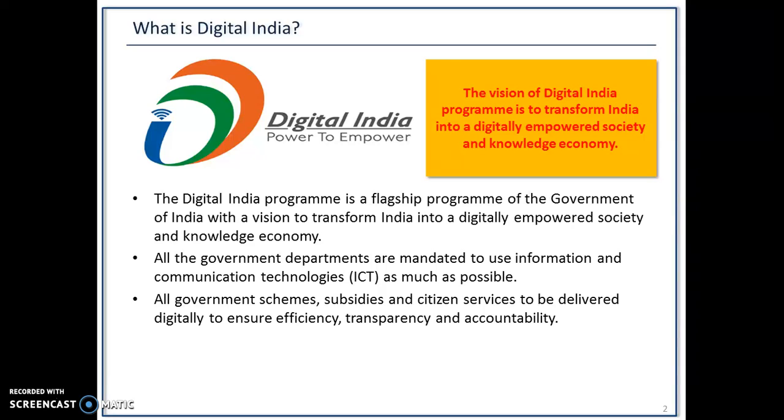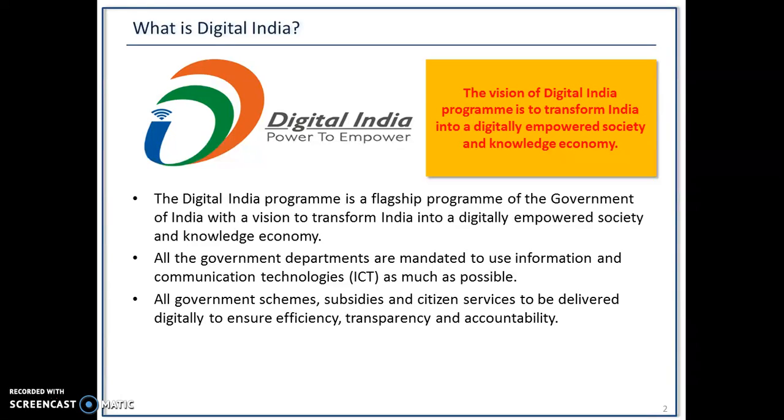We don't know how many applications are made for scholarships. We don't know what happens to those applications. Because they are paper and pen, they are just kept in files. If you go into any government office, you will see heaps and heaps of files with papers. So there is no accountability.